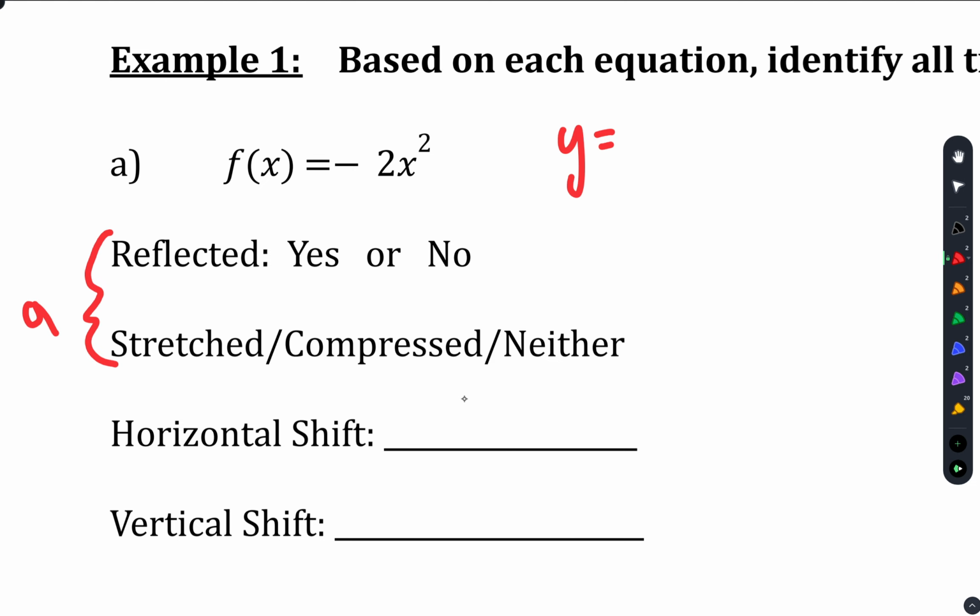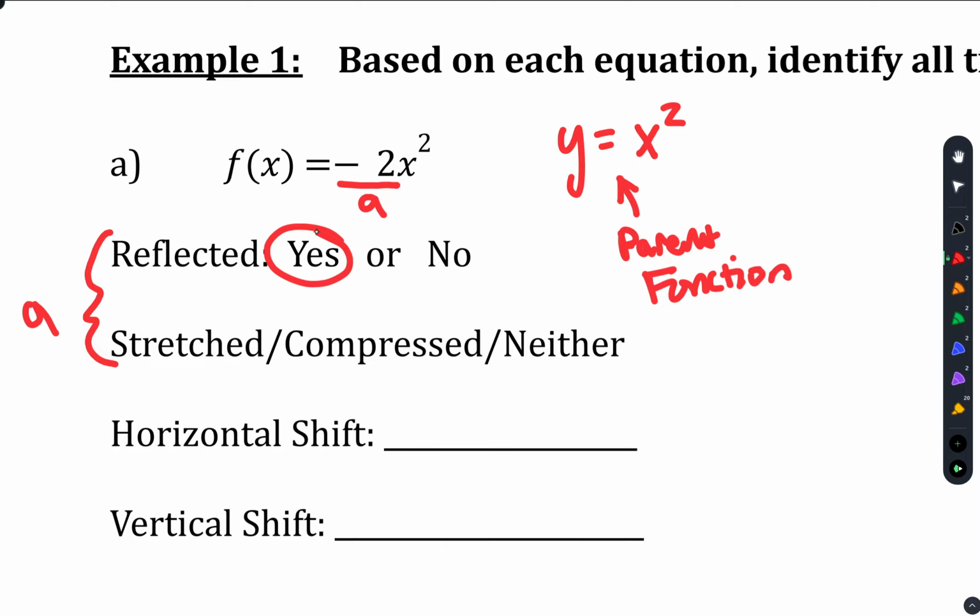Any idea? A quadratic. It's y equals x squared. So I'm going to make a little note that that is my parent function. That way I know everything else on this equation is added. It's a transformation. Which means this -2 right here, that's my a value. If I have a -2 as my a value, is this reflected? Yes. And then -2, stretched, compressed, or neither? That one's going to be stretched. Numbers bigger than 1 are stretched. Perfect.